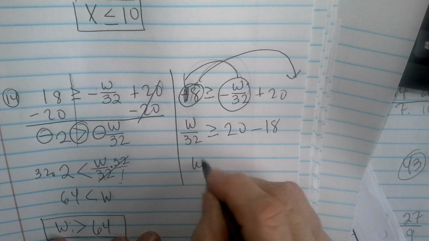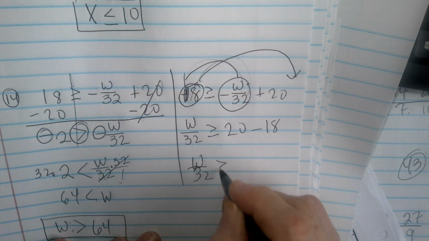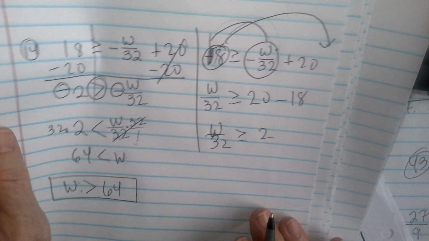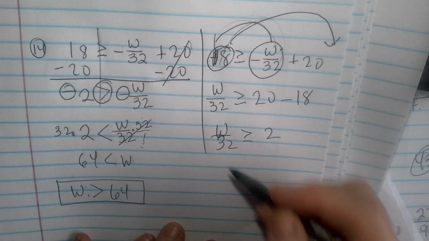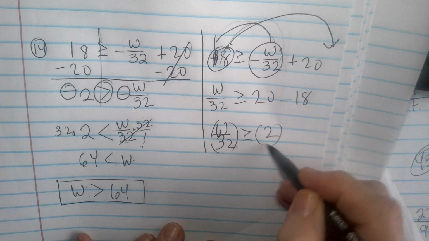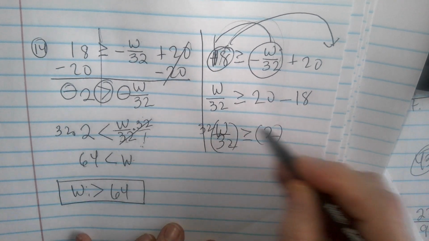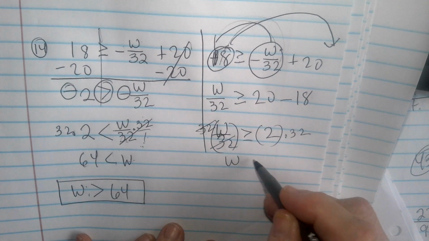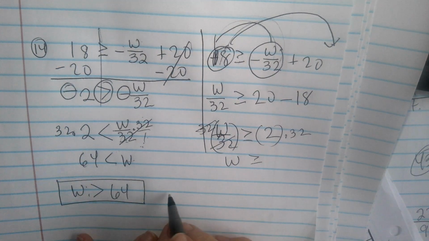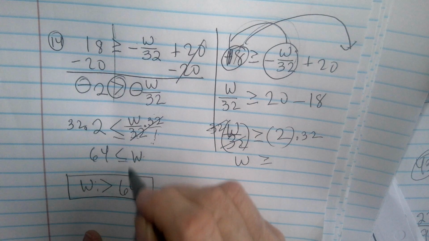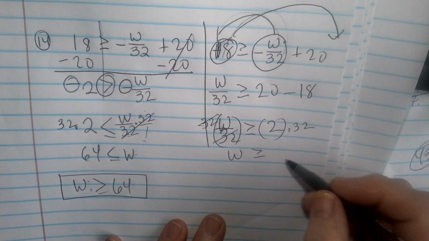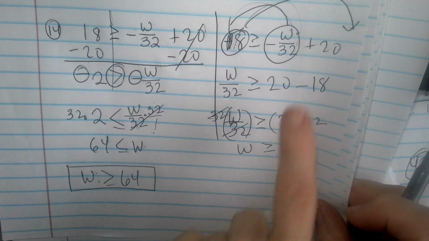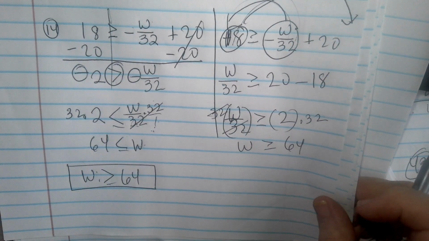And then I finish it up. W over 32 is greater than or equal to 2. And watch as we get our answer a little bit faster. So then I just multiply through by a what? 32. By 32 by 32. And W is greater than or equal to, I think I messed up on my sign here, but that's okay. Not the direction of it though. 64. So we have the same answer. This way is a little bit faster.